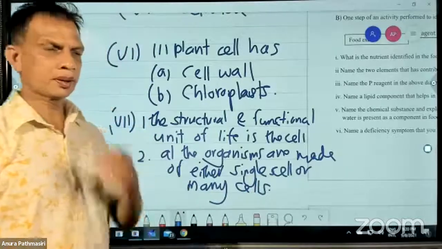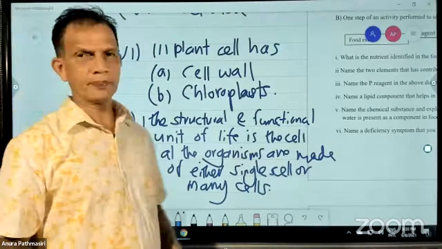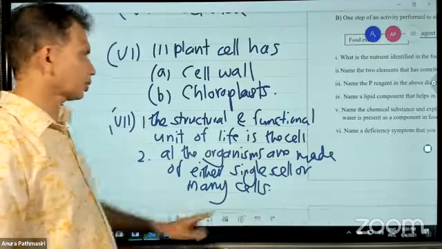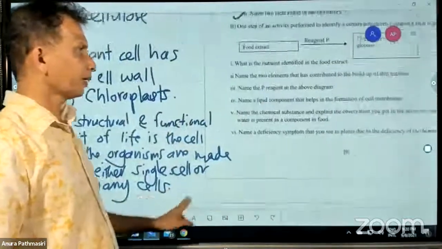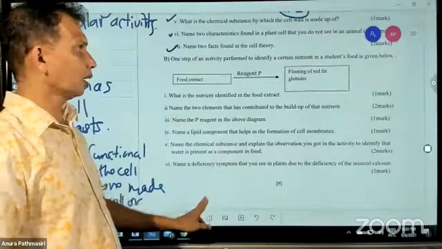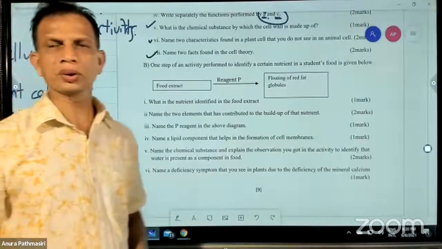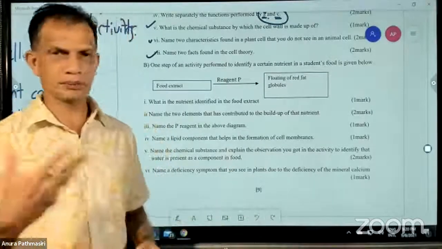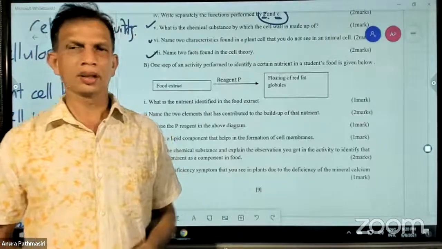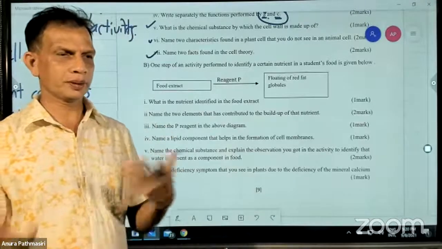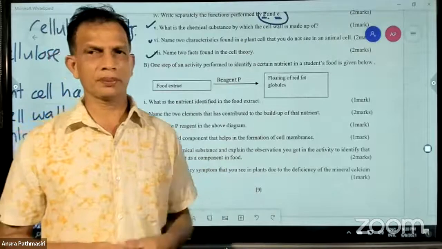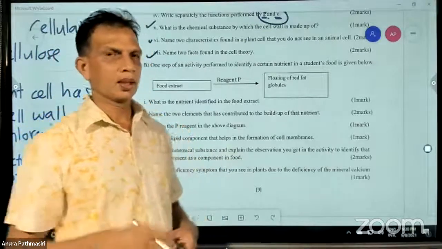The question paper is given in your WhatsApp group. So everybody has this question paper, and we are discussing the answers. So you can write down the answers. If you still don't have the paper with you in your hand, you can get it once you get into the particular WhatsApp group.